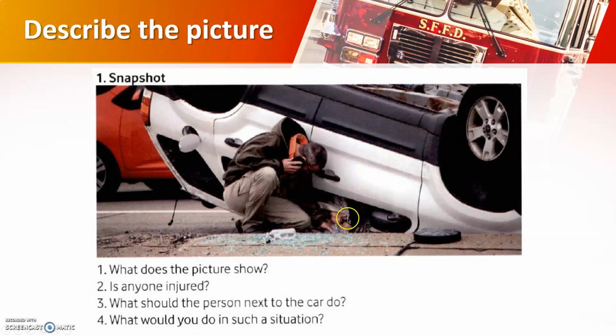There's still a passenger or driver inside the car, and this man is sitting next to the car and is on the phone calling someone. Right? Analyze the image and then answer the 4 questions about the picture.